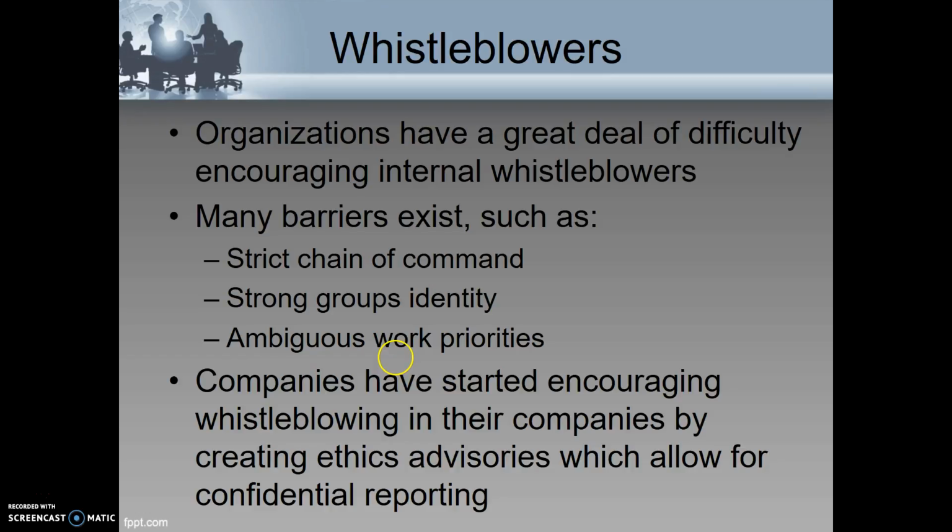Secondly, there could be a strong group identity. In this idea, I'm more concerned about how my peers are working, and my peers are going to encourage loyalty to them, and I don't want to go against them. It creates some sort of self-censorship because I want to be loyal to everyone around me. And then the other one is an ambiguous work priority. It's made unclear by the company what is ethically okay, not okay, hard to tell what's right and wrong. Companies have started to encourage more whistleblowing by creating what we call an ethics advisory, a group of people that you can go to make an anonymous whistleblowing complaint. So you don't have to fear any of the issues that might be trying to hold you back.